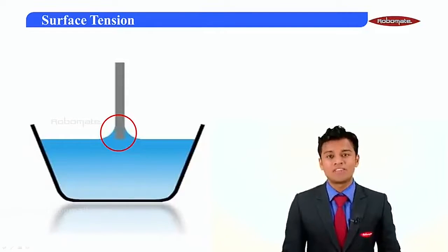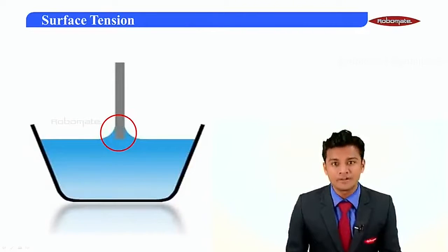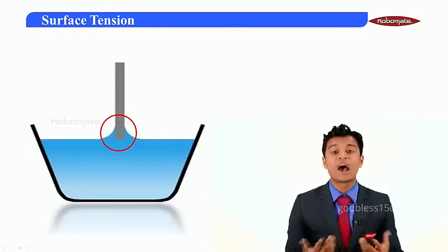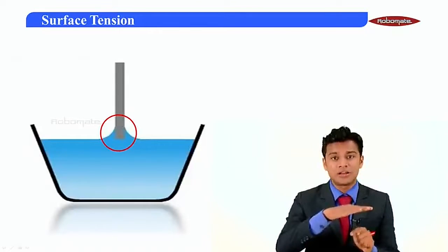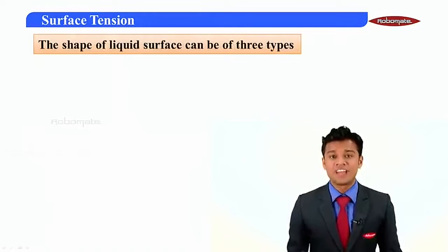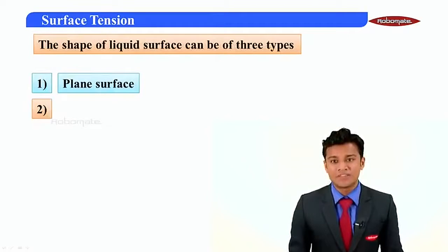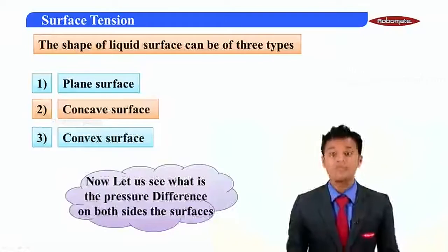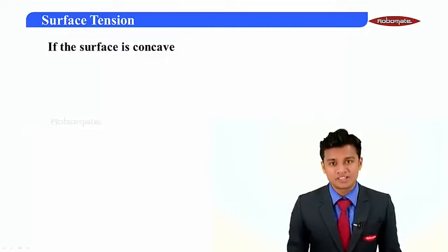So, if we have a concave meniscus, pressure upper side and pressure lower side are different. If we talk about a convex meniscus, pressure upper side and pressure lower side are again different. If we talk about a plane surface, pressure upper side and pressure lower side. So, let us see what is that pressure difference. We say that the shape of the liquid surface can be of three types: first a plane surface, or a concave surface, or a convex surface. Now, let us see what is the pressure difference on both the sides of the surfaces.